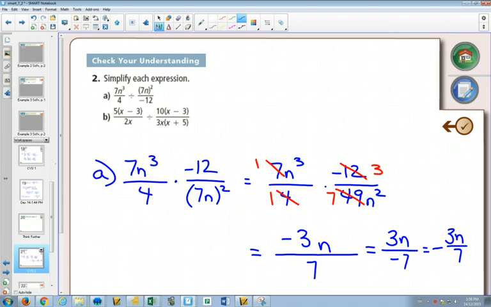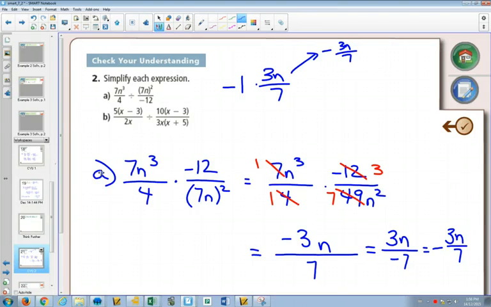Because a negative sign really is like a negative 1. So if I took negative 1 and times it by 3n over 7, how do I multiply fractions? Well, I could just have that negative out in front. That's sort of the last one that I showed here. Right? So I could just say that negative's out in front. I wouldn't have to write the 1, but I just have negative 3n over 7.